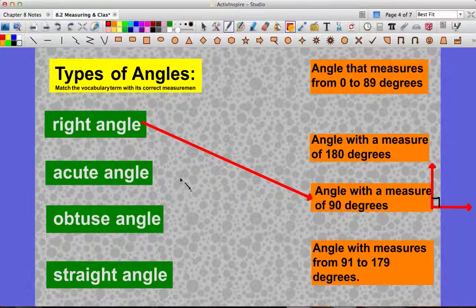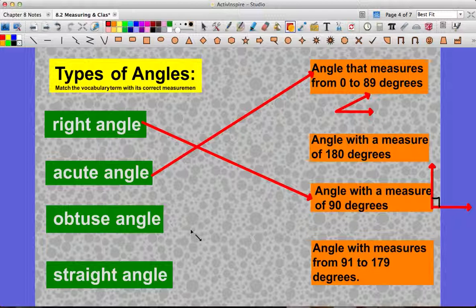An acute angle is an angle that measures from 0 to 89 degrees. So anything that is less than a right angle. So your acute angle would look something like this. Now this is just one small example. There are lots of examples of acute angles, but it has to be less than that 90-degree angle. So it has to be smaller than this.